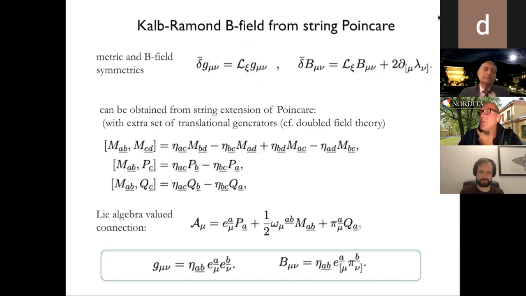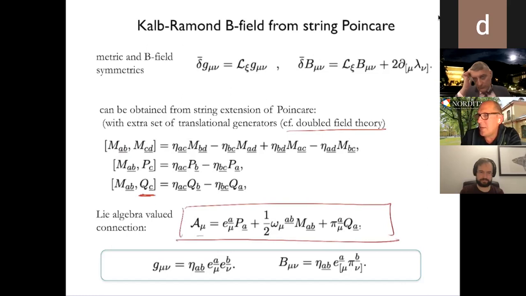Well, what's the algebra that you might guess that does this job? It's the following string extension of Poincare. So we have the Lorentz generators, the translation operators, and we're going to introduce a second set of translational operators, Q. It's more than just inspired. Well, we were inspired by double field theory, but I'm sure there's a much closer connection to double field theory, in fact. But let's take this and run with it. So we have a second set of translational operators. Now we're going to introduce a Lie algebra valued connection in this group.